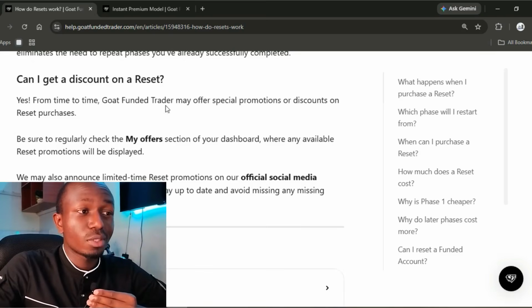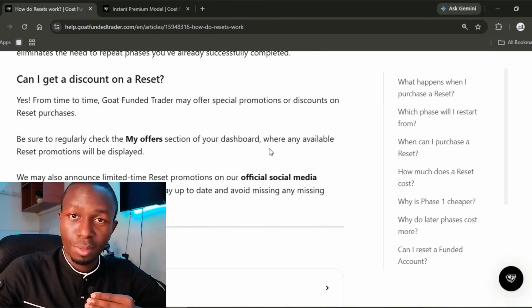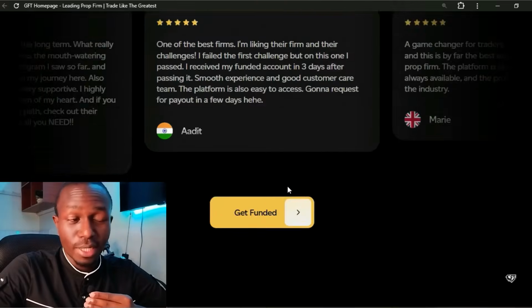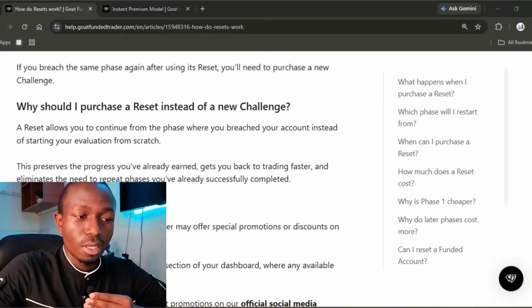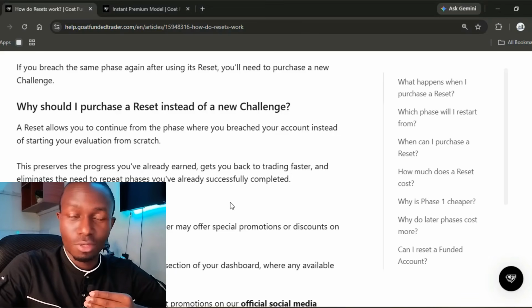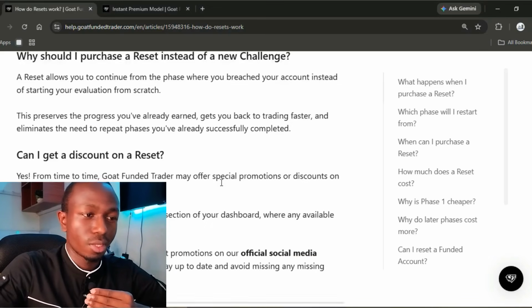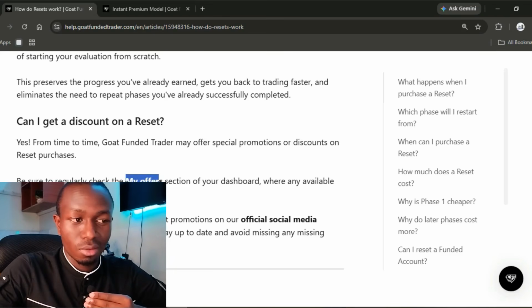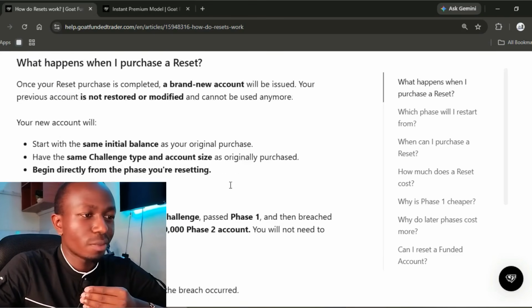Can you get a discount on a reset? You can. You should follow GFT social media, especially the Discord. I'm a member of their Discord. These are the links here to their Instagram, Discord, X, YouTube, and LinkedIn. I think that's where you will get the easiest notifications, announcements, promotions, and things like that. Also, if you go to the My Offers section on the dashboard, you will get the latest offers from there. So yeah, that's about the reset.